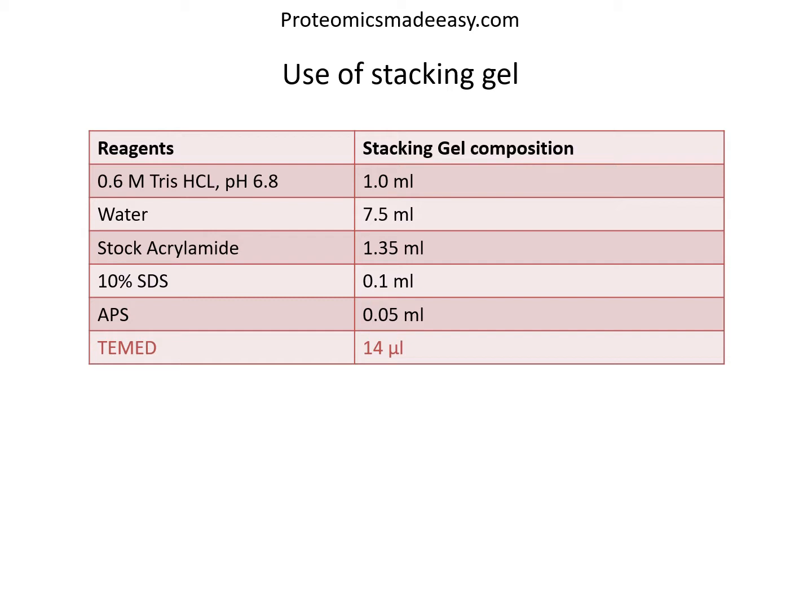While the separating gel is setting, you can prepare the stacking gel solution by mixing the ingredients shown in the table until APS. Degas the solution as before. When the separating gel has set, pour off the overlaying water, add 14 microliters of TEMED to the stacking gel solution, and then add the stacking gel solution on top of the separating gel until the solution reaches the edges of the gel plates.